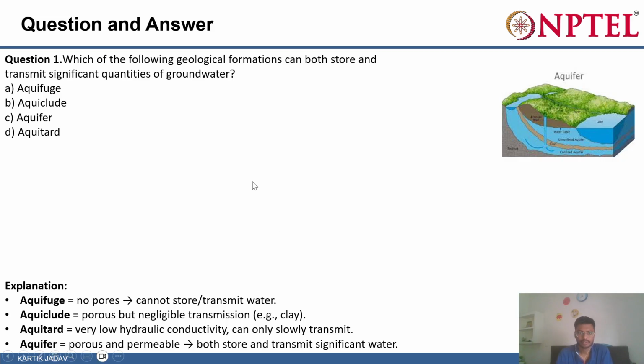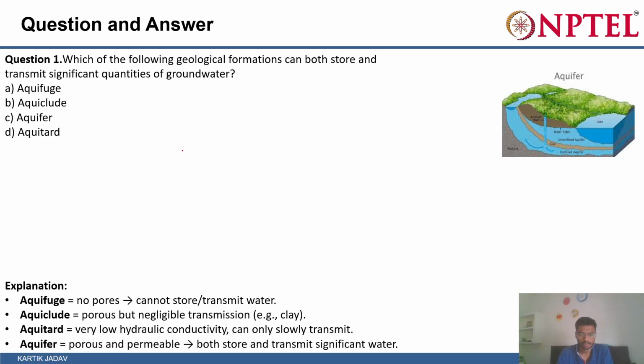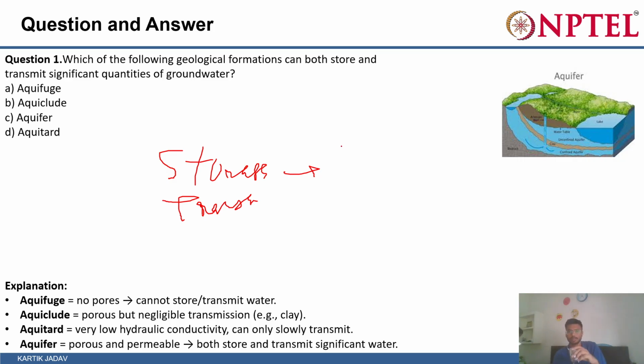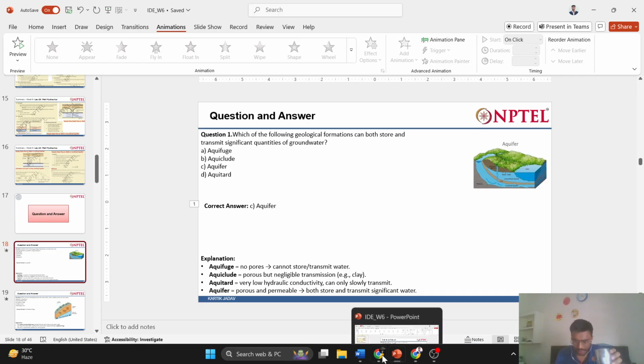So we know that any geological formation has two characteristics. That is storage of water and transmitting of water. To store water, we have certain characteristics like void ratio, porosity, microporosity, while for transmission, transferring water, properties like hydraulic conductivity.